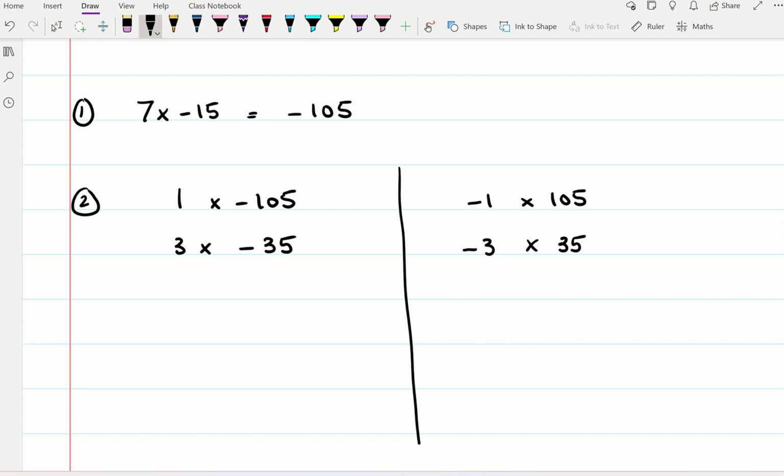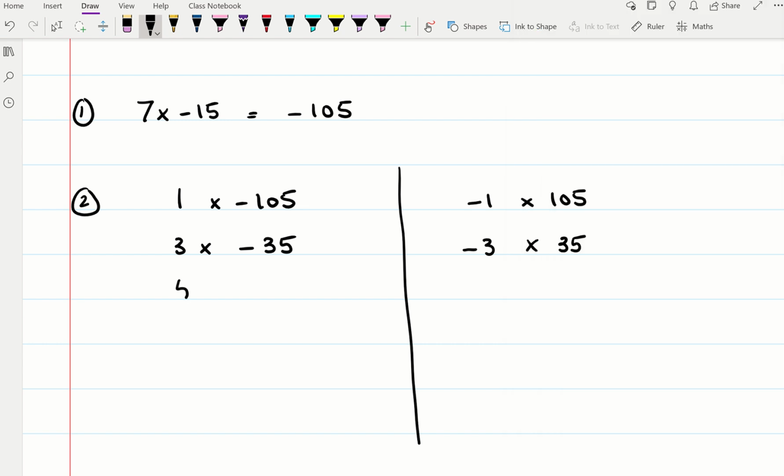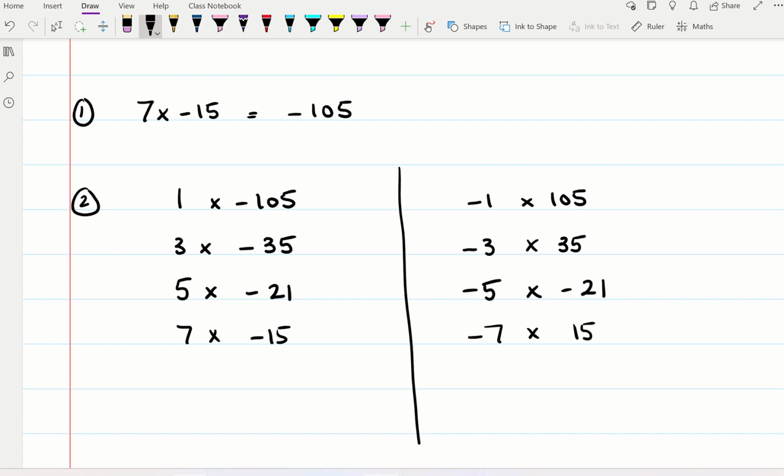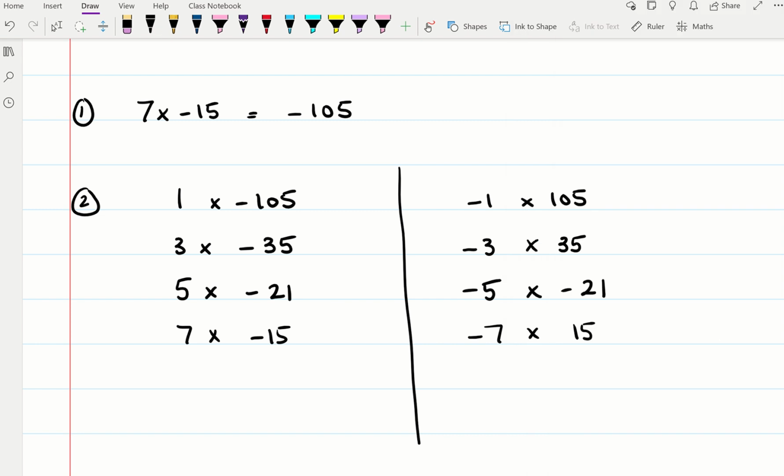It's not going to divide by 4, but I'm going to divide by 5. So that is 5 times negative 21, and I swap, negative 5 times positive 21. Of course, it's going to be 7 times negative 15, and negative 7 times positive 15. I will try to see if it divides by 9. It doesn't, so I'm going to stop there.